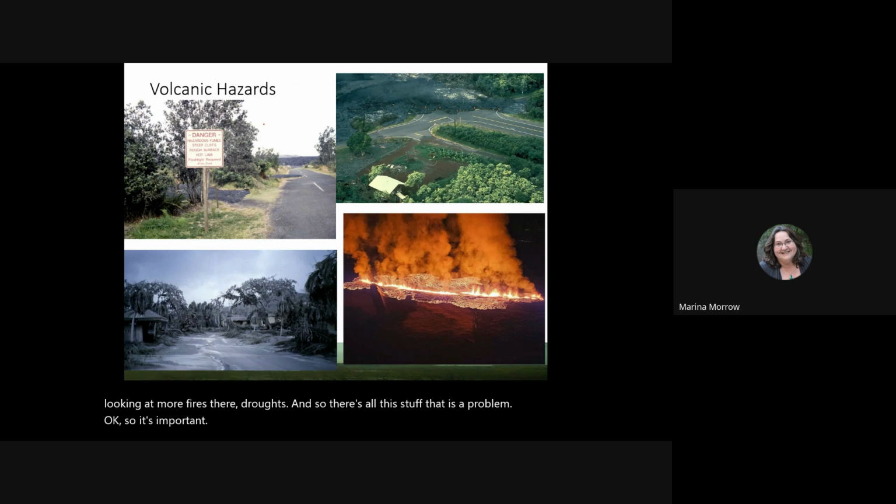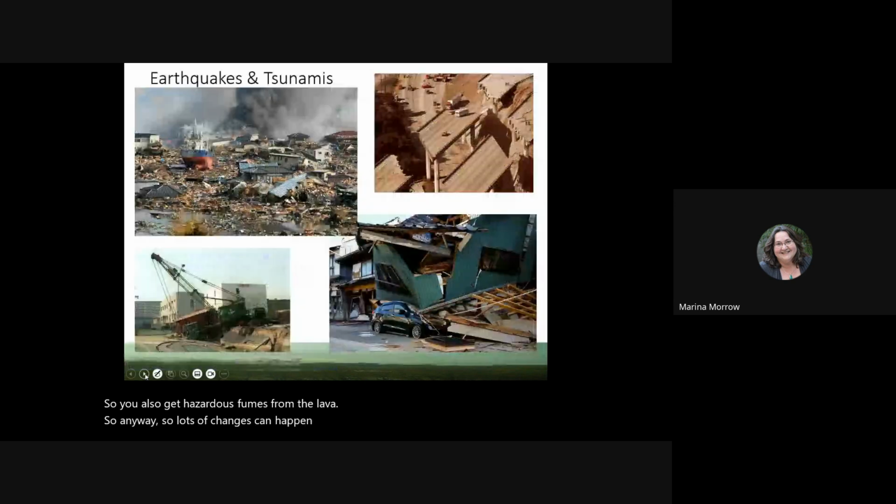So, volcanoes, maybe you want to move to Seattle, maybe you're looking at Iceland. Here's this beautiful new lava flow out of Iceland. So that's happening right now. Here's an older lava flow that's cooled down a bit, but it's not very cool. It's still hot. So you also get hazardous fumes from the lava. So anyway, lots of changes can happen because of volcanoes.